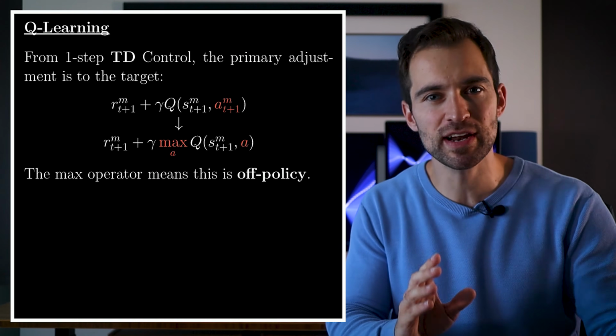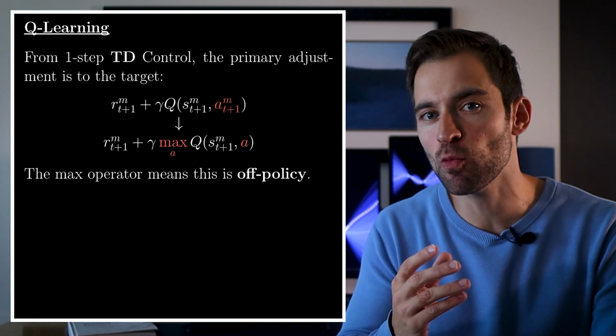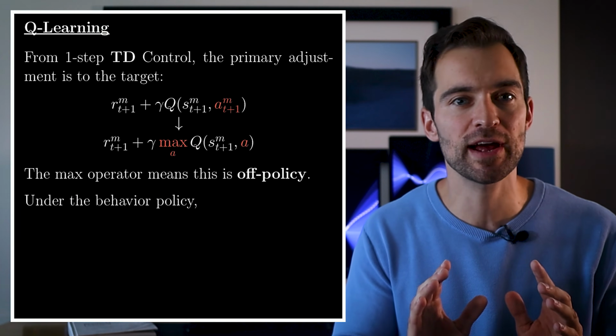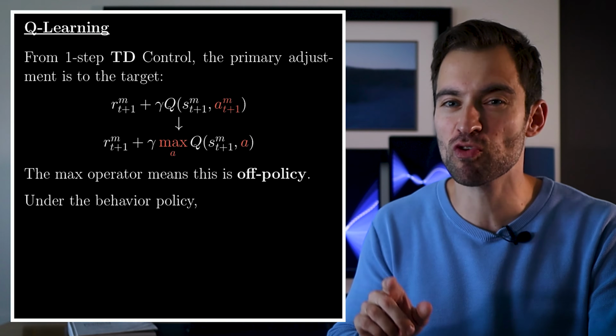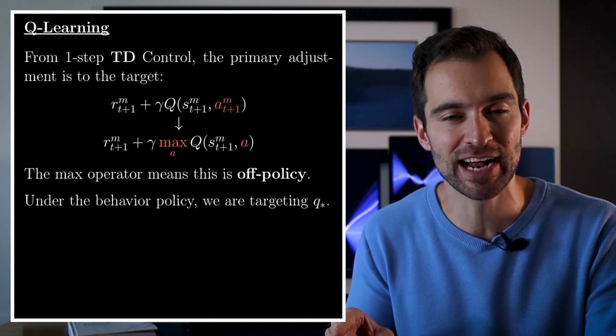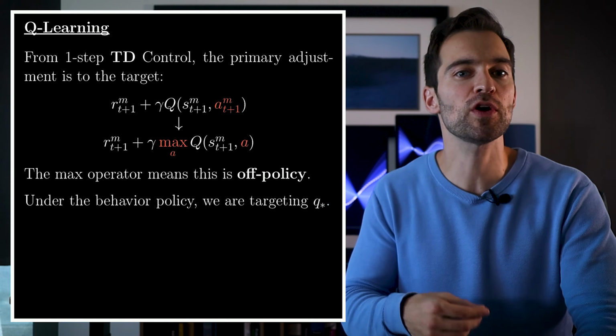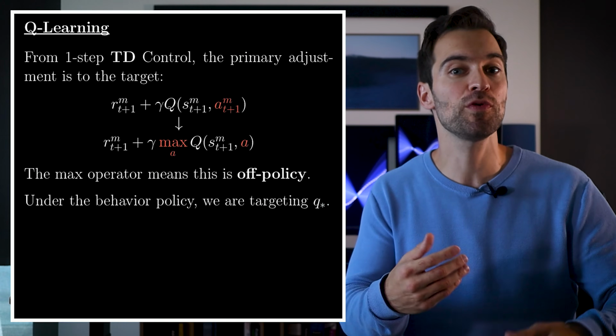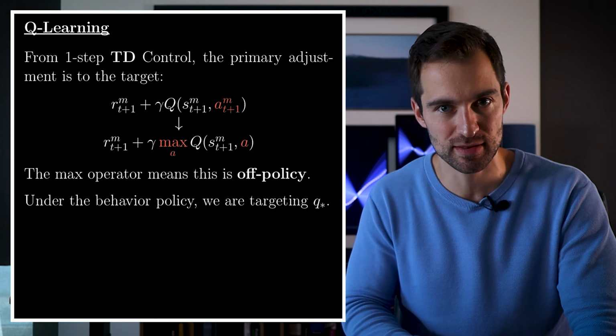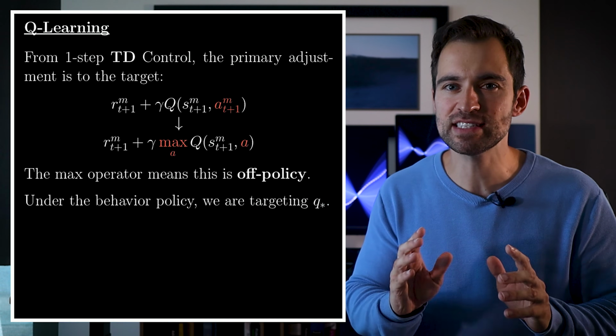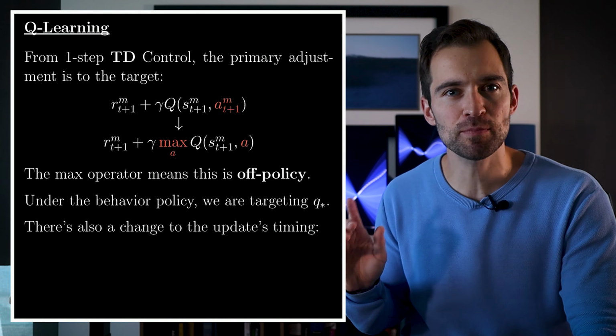And this has an important and subtle implication. It means that while we are taking actions according to whatever our behavior policy is, we are directly targeting the problem's optimal action value function. That's different from on-policy MC control, where we are approximating the optimal policy with the best behavior policy we end with. And also, relative to one-step TD, there's a change to the update's timing.